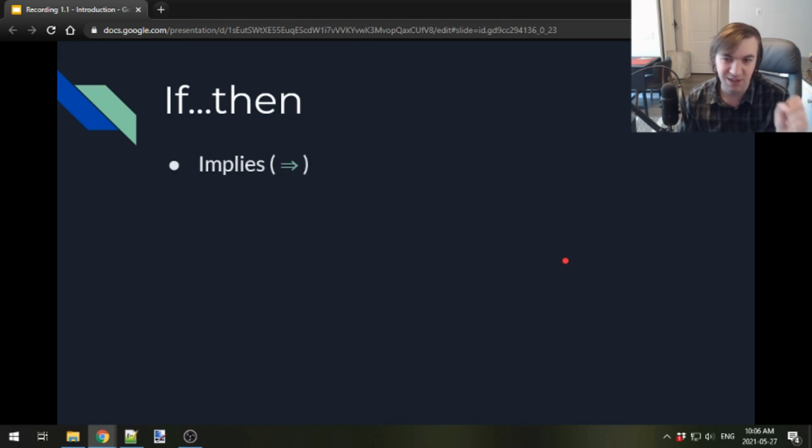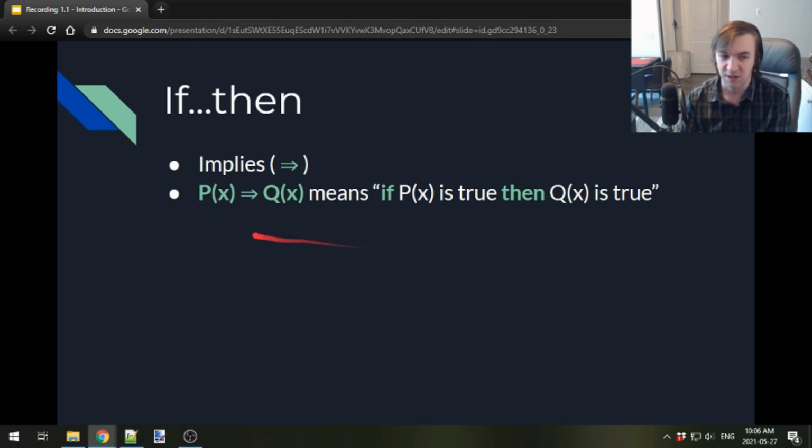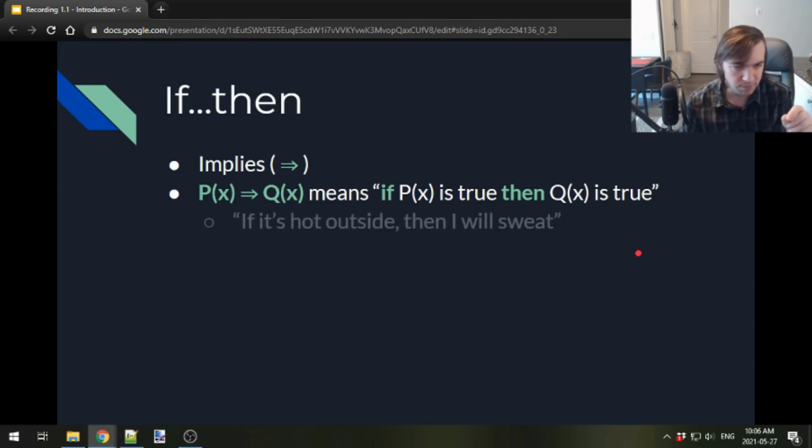All right, if then, this is pretty important for logic. We want to be able to take a claim and use it to show that something else is also true. So generally when we're using the words if and then in English, this means implies, with the arrow that has the two lines and the point at the end. So you would say something like this. If you have p of x implies q of x, in English it says, if p of x is true, then q of x is also true.